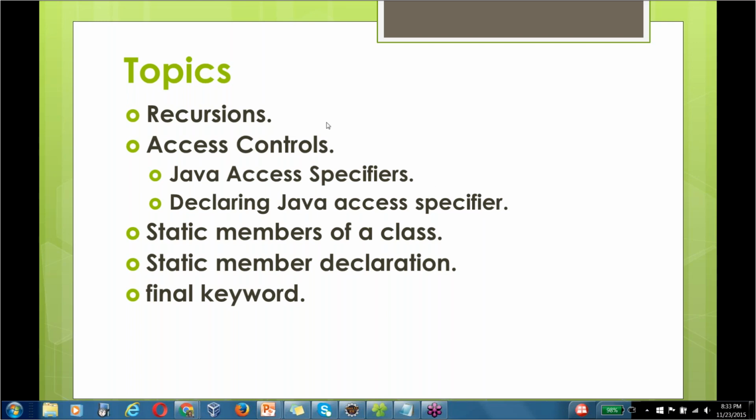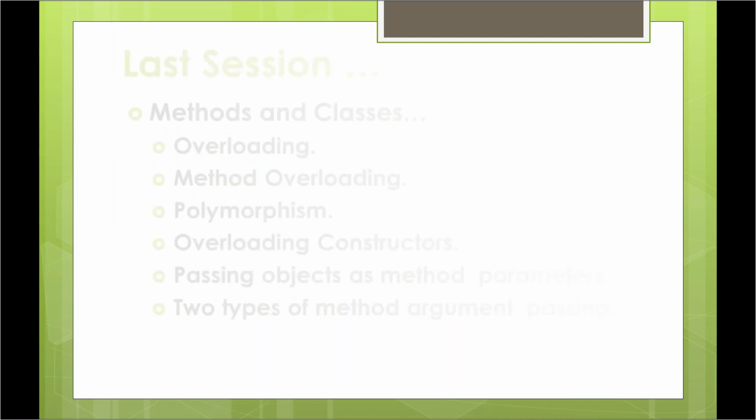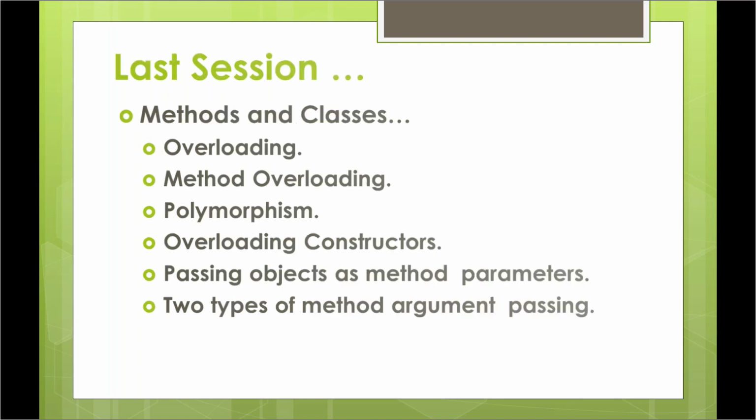So today we'll discuss recursion, access controls, static members, and then the final keyword. What do all these things mean? Static, final, and access specifiers. Like we have private, public, protected, and default access specifiers. This is a very, very important topic. Okay, let's get started. Last class we had some revision.